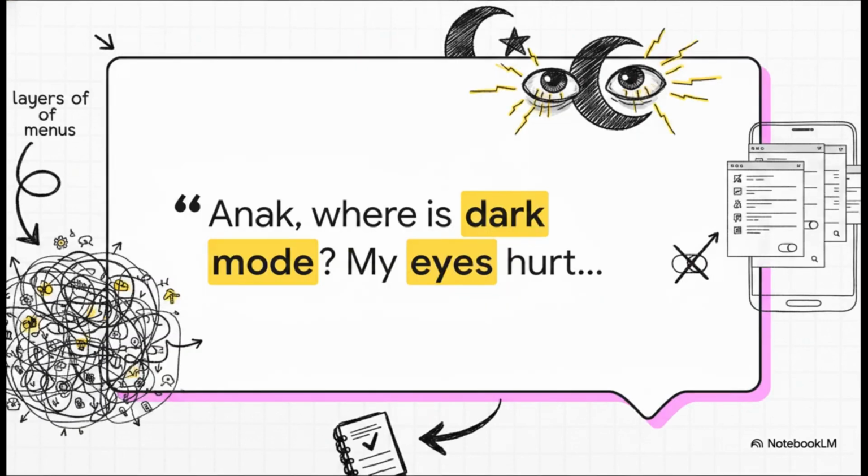And that chaos leads us right to problem number two, messy and hidden settings. This quote from a grandmother just trying to find dark mode is hilarious and, let's be honest, painfully true. Really basic functions are buried under layers and layers of menus, which turns a simple task into this frustrating treasure hunt. And this, well, it violates a really fundamental rule of design.